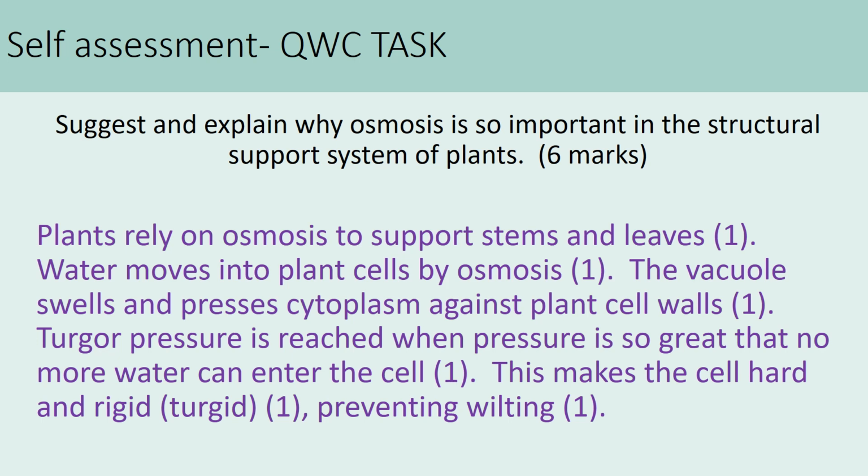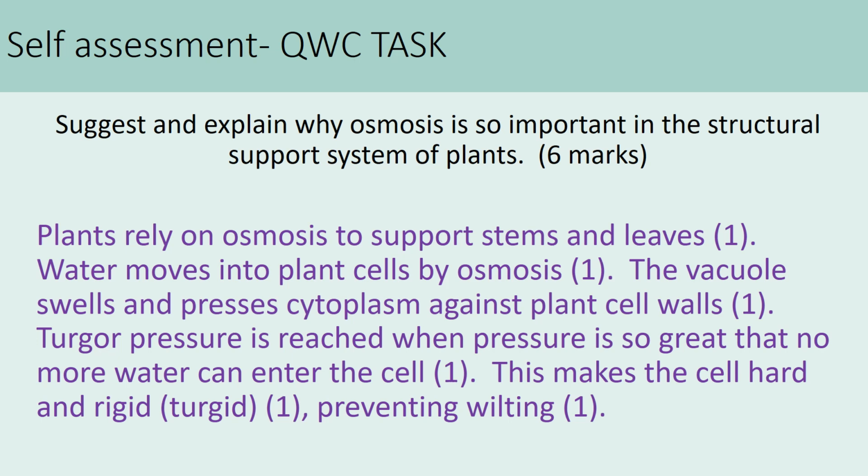The next mark, you would be talking about turgor pressure again. So turgor pressure is reached when pressure is so great that no more water can enter the cell. So when no more water can enter and it has maximum amount of pressure, then that would be another mark. If you said about how that makes the cell rigid or turgid, then that will be a point. And then anything about preventing wilting would be your last point. So hopefully you were able to pick up a few points on that one. Don't panic if you didn't get all 6 marks, but make a note of what it was that you were missing from your answer.